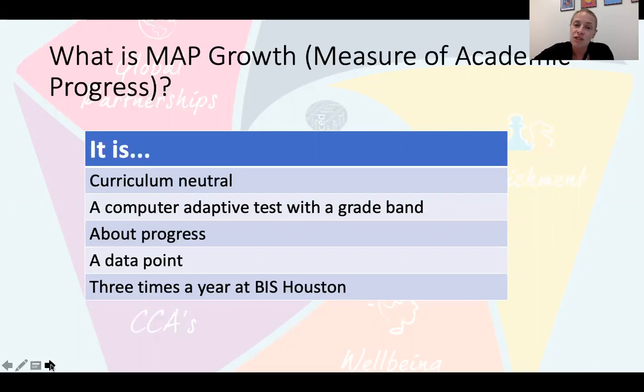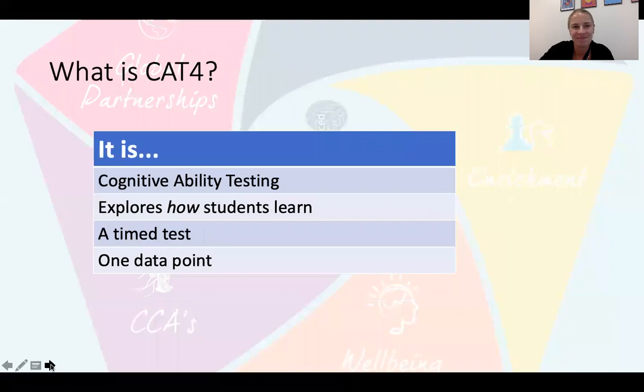At BISH, we do them 3 times a year, so we can track and see the progress in between each one. So we're going to do one now in September. We'll do another one in January and then another one at the end of the academic year. And it is a data point. We understand that children don't always perform exactly on every day, and we take that into account as we look at the children and take together all the information about them.